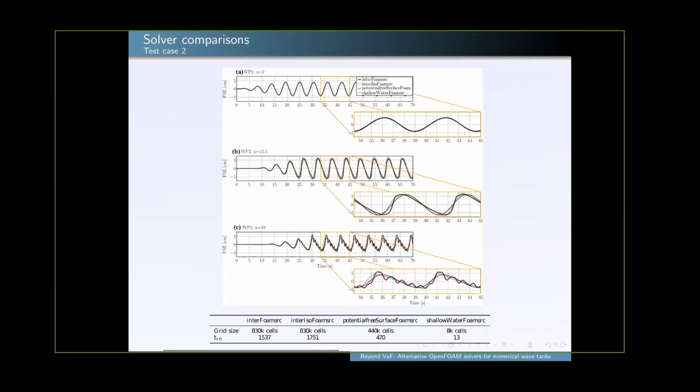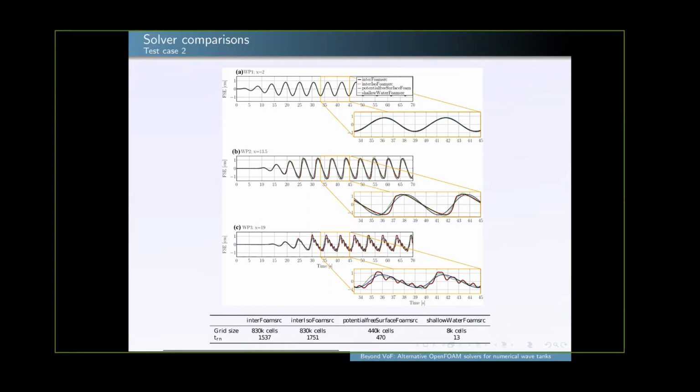But if we look at this table down the bottom, we can see the number of cells they required. ShallowWaterFoam only needed 8,000 cells, whereas interFoam needed 100 times more cells than that. And potentialFreeSurfaceFoam about 50 times more cells. And then we have this relative runtime. That is, for 1 second of simulation, how much real time it takes. So you can see shallowWaterFoam was 13 times.